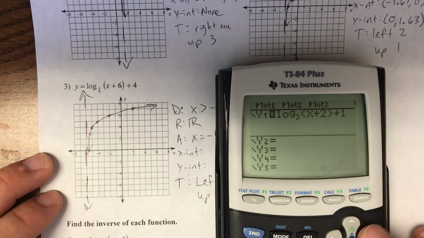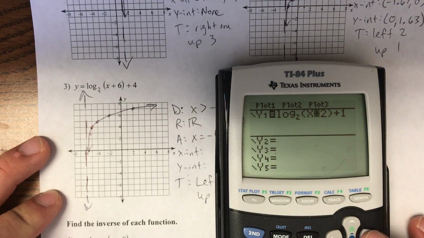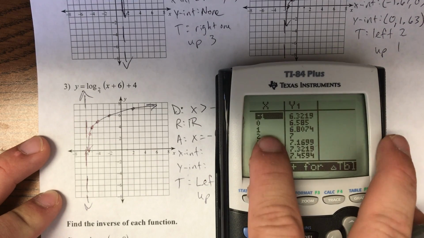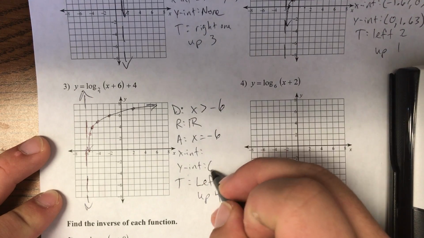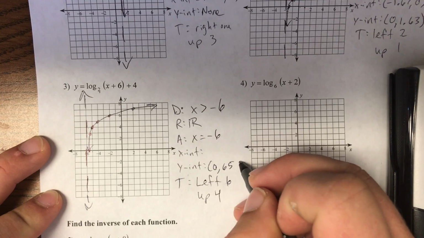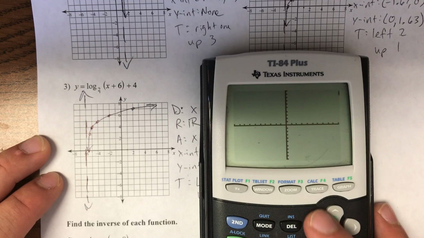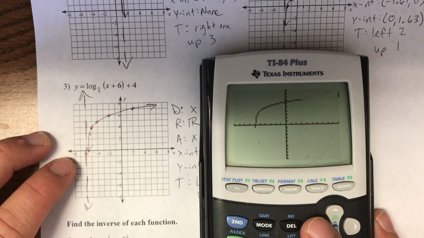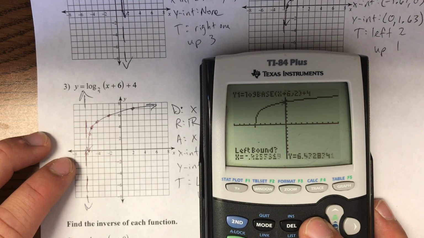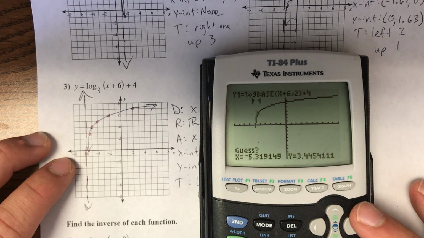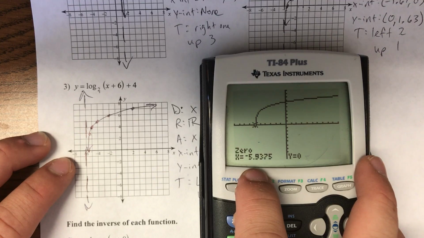And then we'll plug it in the calculator, find those other pieces. Go into the table. When x is 0, y is 6.59. And the x-intercept, it's somewhere between -6 and -5. It's -5.94.